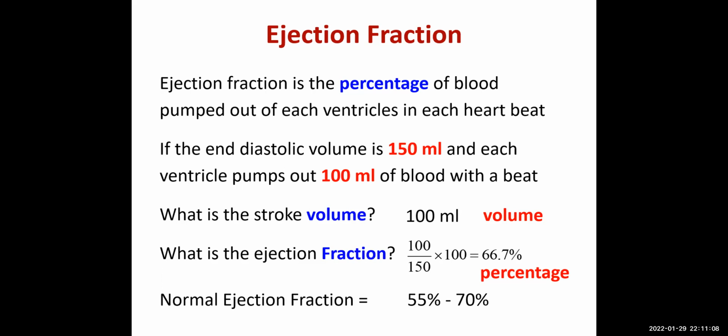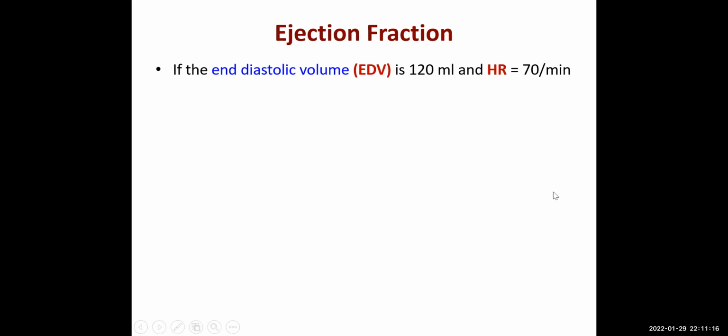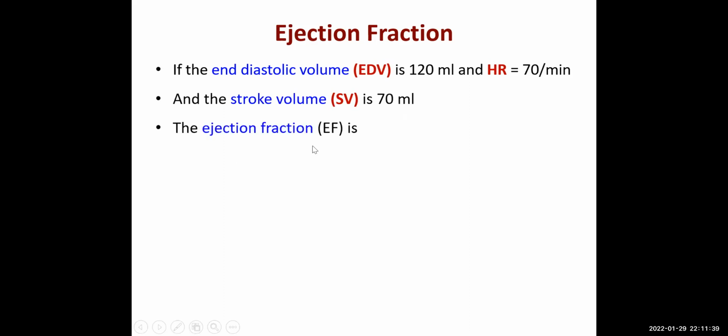And this is what the normal ejection fraction is. Now I will quickly calculate for you the ejection fraction in diastolic heart failure. If the end diastolic volume is 120 ml and the heart rate is 70 per minute. Now I've given a little higher figure over here. Normal end diastolic volume is about 100 ml on the average, but let's say it's 120 ml and the stroke volume is 70 ml. Then if we calculate the ejection fraction, it will be 70 divided by 120 into 100, which is 58.4.